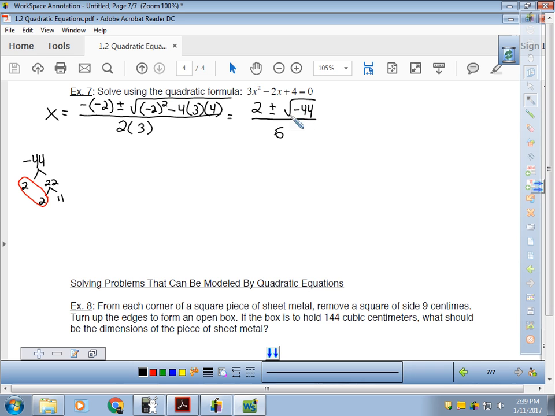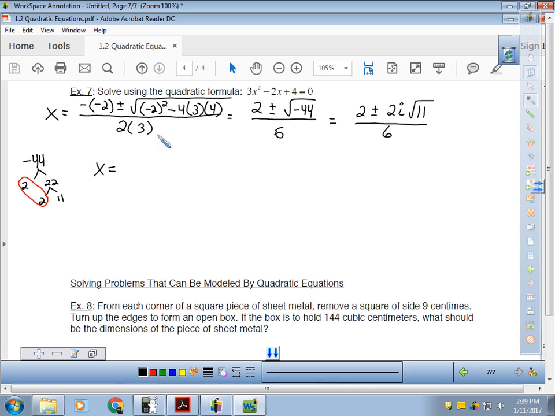So we're going to have an i. Instead of that negative, we're going to write an i out front of the radical. We'll also have a 2 from this pair here in front of the radical. So I'll have 2 plus or minus 2i square root, and then the number that was left inside the square root was 11 over 6. So I have 2 plus or minus 2i square root of 11 over 6.